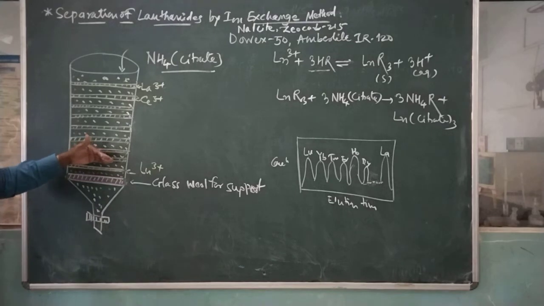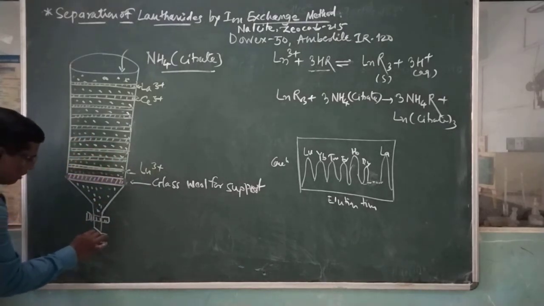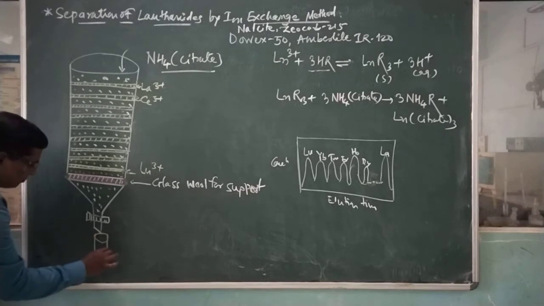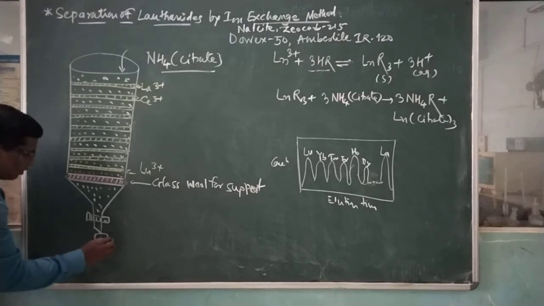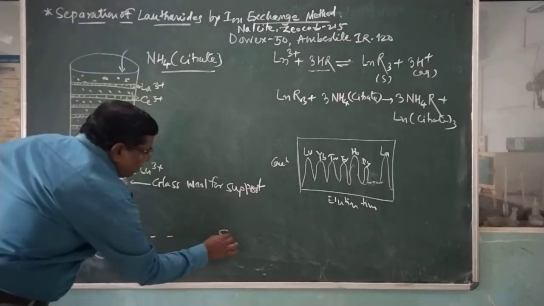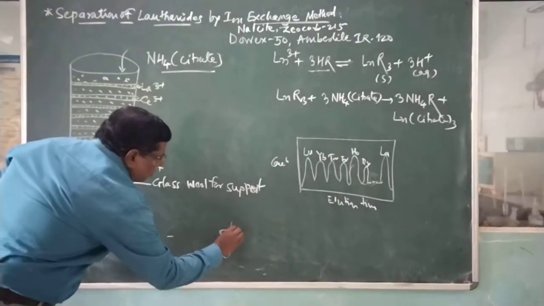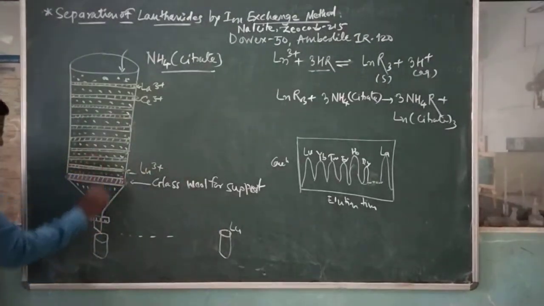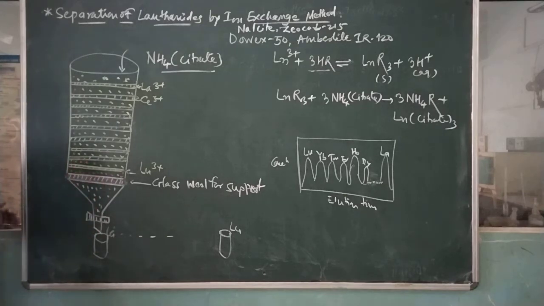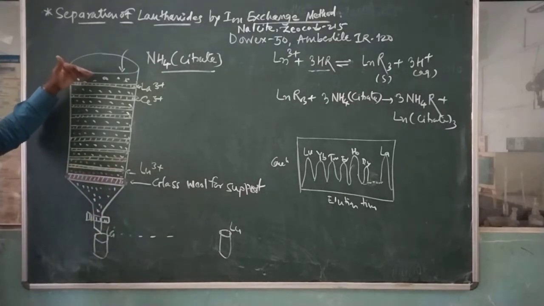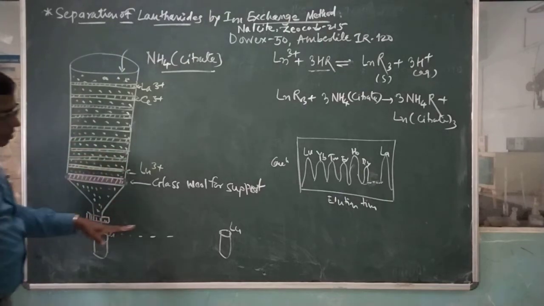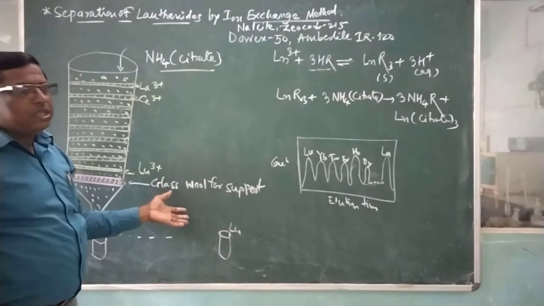First of all, the lutetium band comes out from the column. The lutetium band goes down, that is, the first separation is of lutetium, and lastly lanthanum comes. This band is separated last because its size is large. Lutetium comes first because its size is very small.